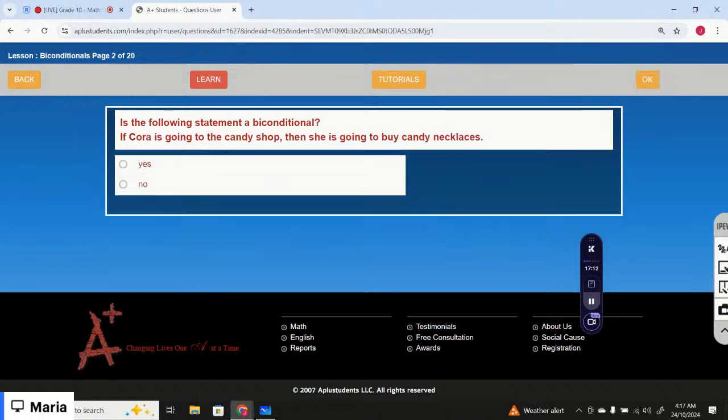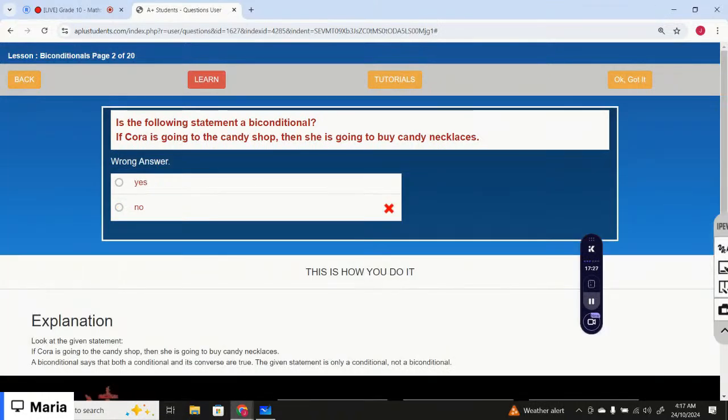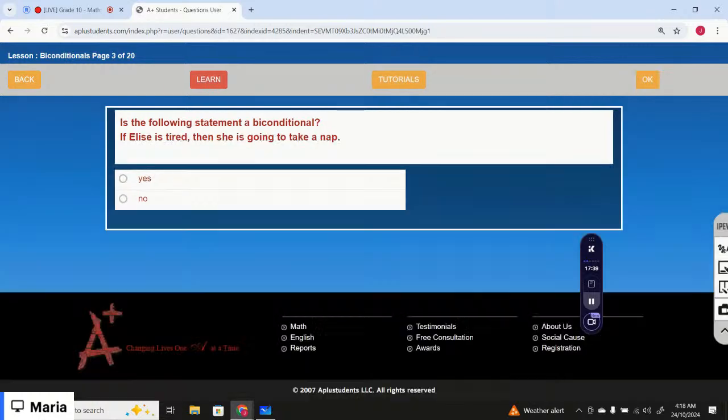Is the following statement a biconditional? If Cora is going to buy the candy shop, then she's going to buy candy necklaces. So the correct option is no, that is not a biconditional. So no is the correct option. That is not a biconditional, right? The correct option is no. Option number two is the correct option.